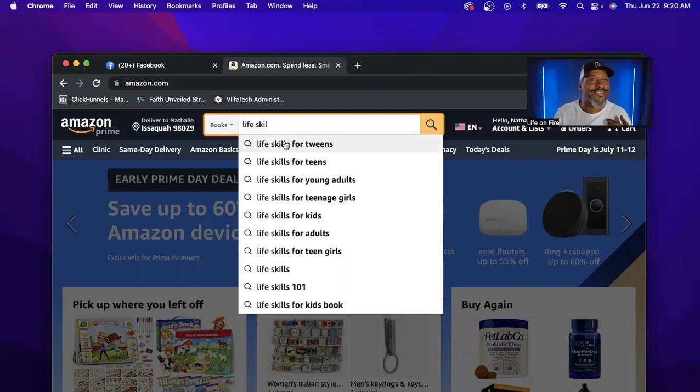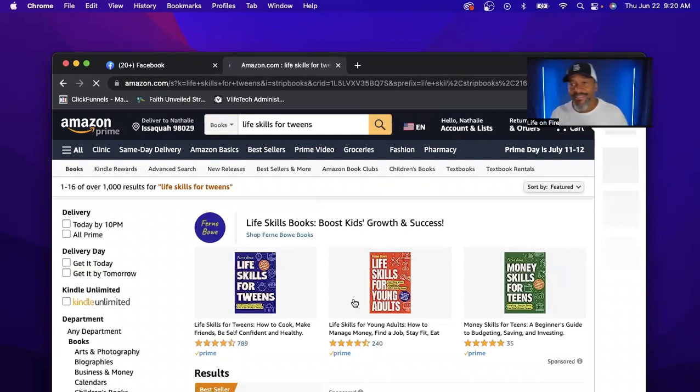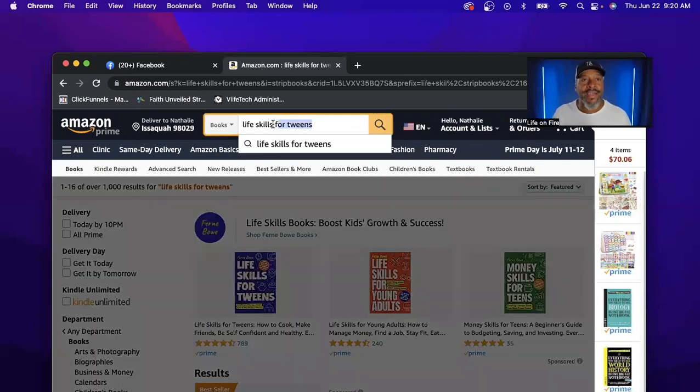I guess I should figure it out. What is a tween? But life skills for tweens, life skills for teens, life skills, right? We call the elderly keenagers, right? So we have life skills for keens, life skills for tweens, but life skills is a huge, huge book. Money skills for teens. So you get book ideas here with Life Skills 4.